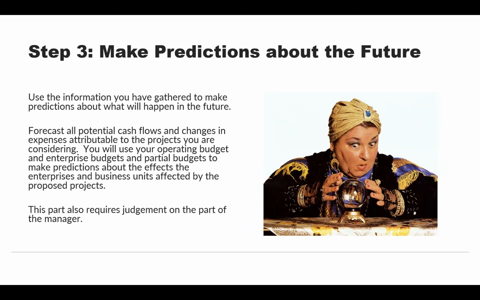So you've gathered data, you have information, you've learned more about the possible scenarios. And so you want to pull all this information together to make predictions about what will happen if you make changes. So for both the platforms and for not doing the platforms, with the ladders, you want to forecast all of the potential cash flows and changes in expenses. So if you go through a process of replacing the workers, what will that cost? If you keep your existing workforce and use harvest platforms, what will that cost? You can use your operating budget, your enterprise budgets. You could do partial budget analysis.